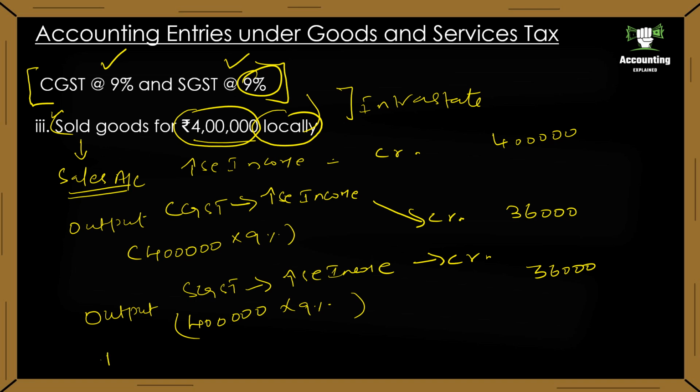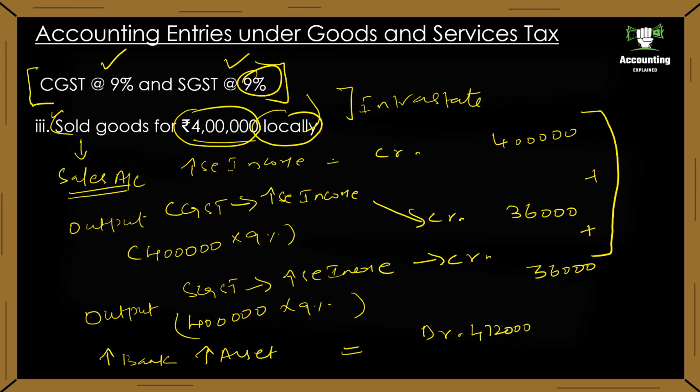So when you collect a check, your bank account increases. That means your asset increases. So when the asset increases, we have to debit it. We will debit it with 4 lakh plus 36,000 plus 36,000. It is 4 lakh 72,000.